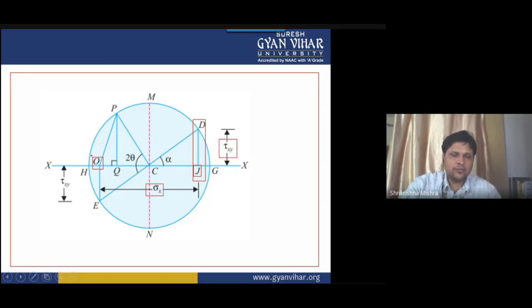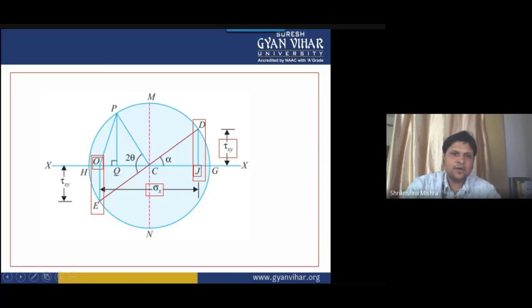Similarly, from O in the opposite direction, we will draw of the same length. Means OE we will draw in the downward direction, and its length will be equal to DJ. Both will be equal. Now we will join this D with E, and we will draw the circle in this way, using the midpoint C as center.